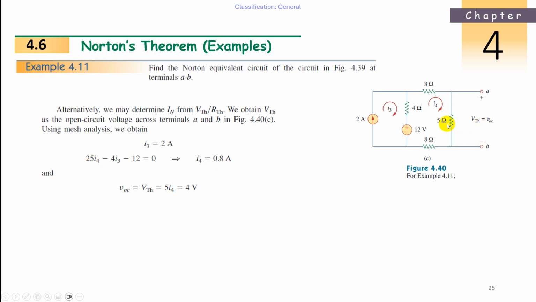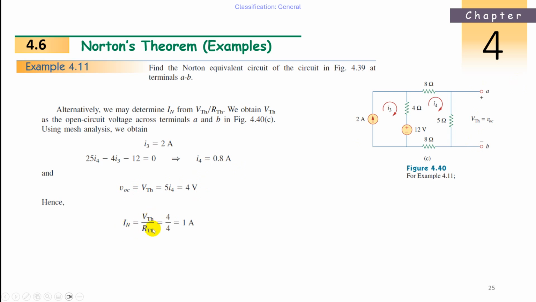VOC is nothing but I4 times R. That is I4 times 5 ohms, so that is 5 I4. I4 is 0.8, so 5 into 0.8 is 4 volts. So VOC is nothing but VThevenin. What is VOC? Nothing but VThevenin, which is equal to 4 volts.